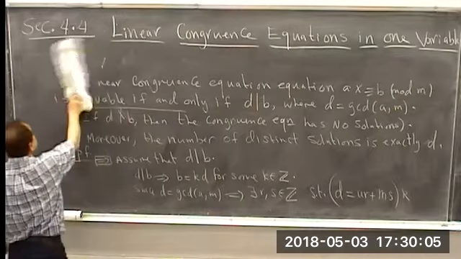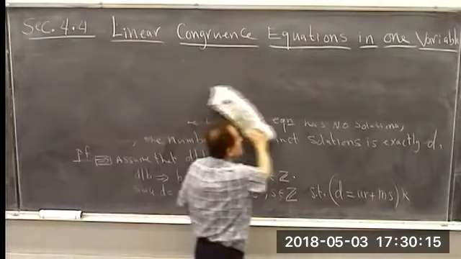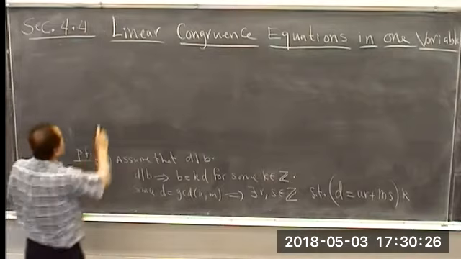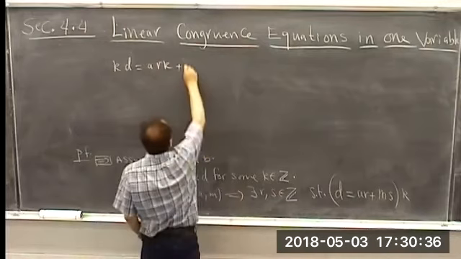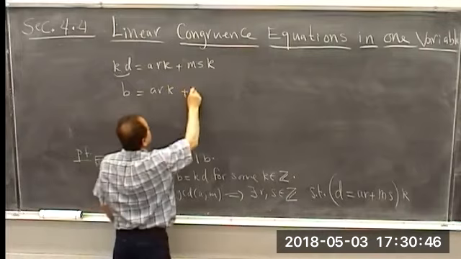The other proof of this is a little long, but it's very straightforward. I mean, there are not very many tricks in it. Alright, so we're multiplying by k, and then we have kd equal to ark plus msk. Well, this means that b is equal to ark plus msk.